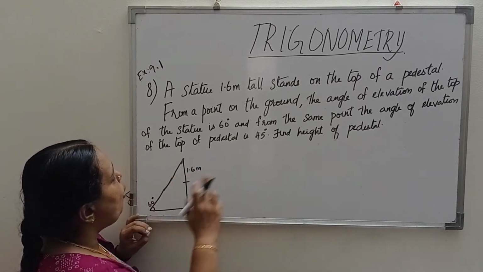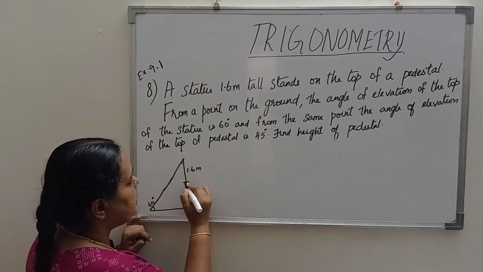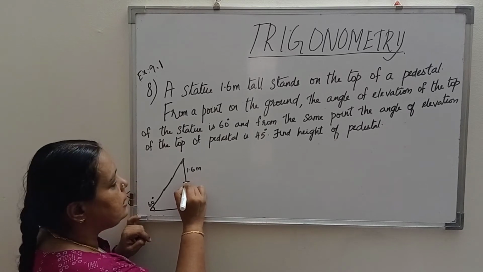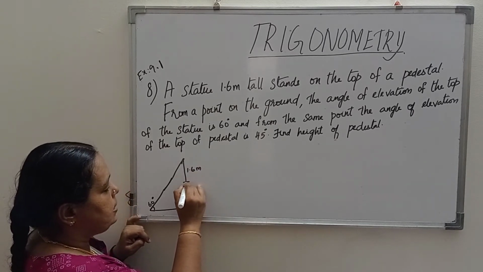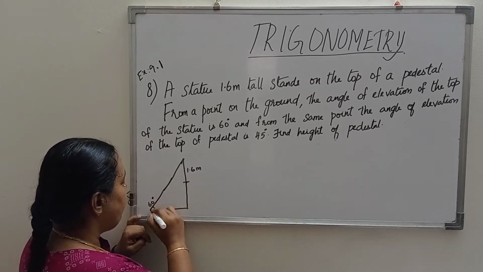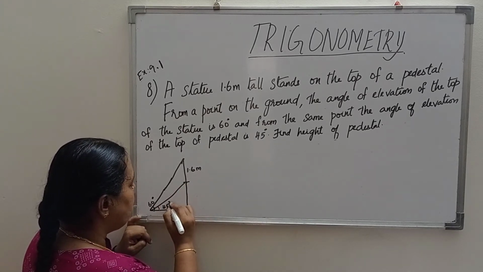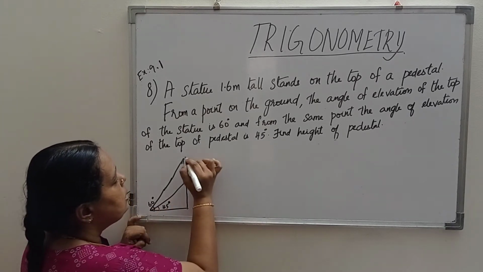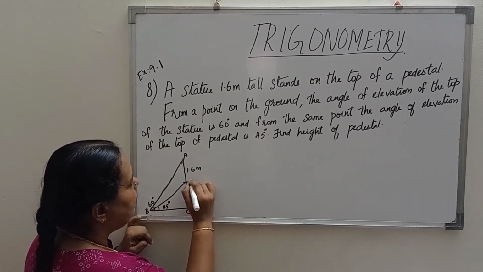And from the same point, the angle of elevation of the top of the pedestal is 45 degree. Which is the top of the pedestal? The top of the pedestal is nothing but the bottom of the statue. So from here, the angle of elevation is 45 degree, and this is 60 degree. So let's name it as A, B, C and D.